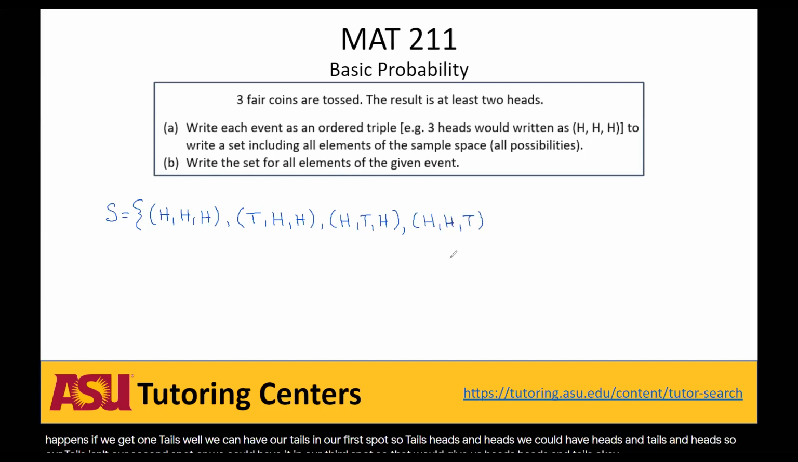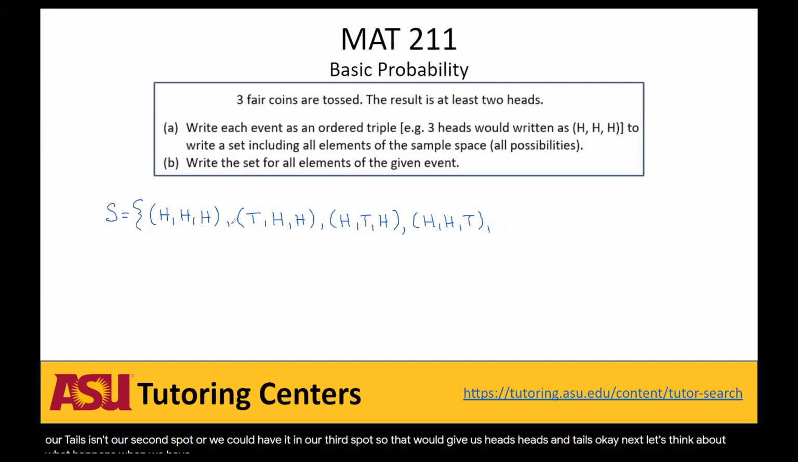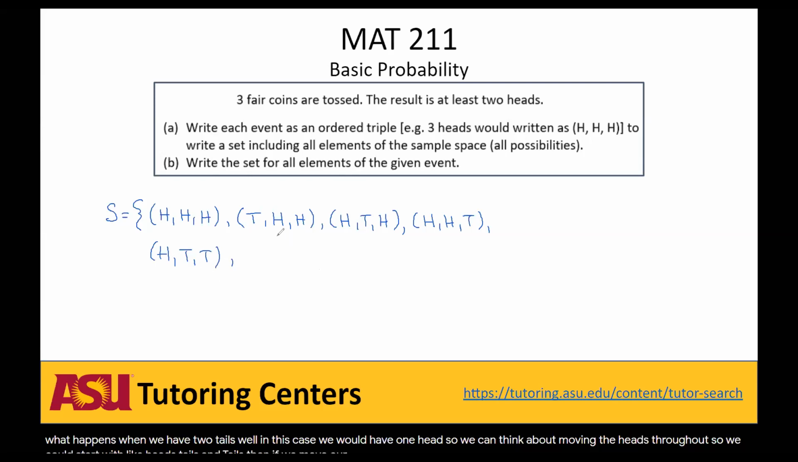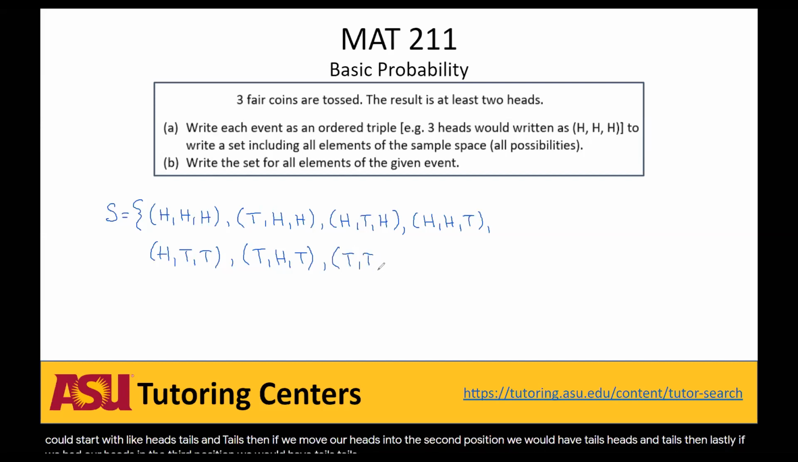Okay? Next, let's think about what happens when we have 2 tails. Well, in this case, we would have 1 head, so we can think about moving the heads throughout. So we could start with heads, tails, and tails. Then if we move our heads into the second position, we would have tails, heads, and tails. Then lastly, if we had our heads in the third position, we would have tails, tails, and heads.